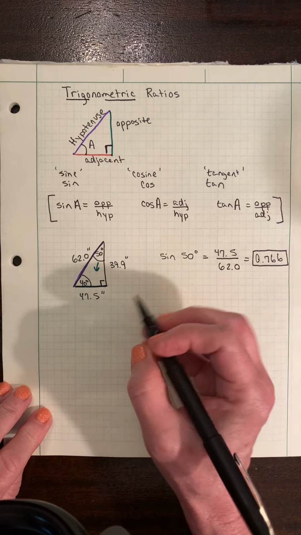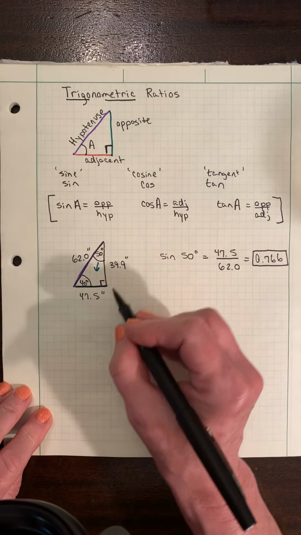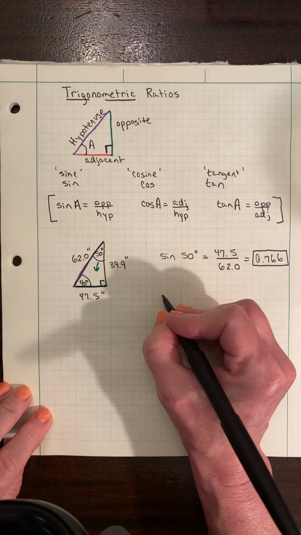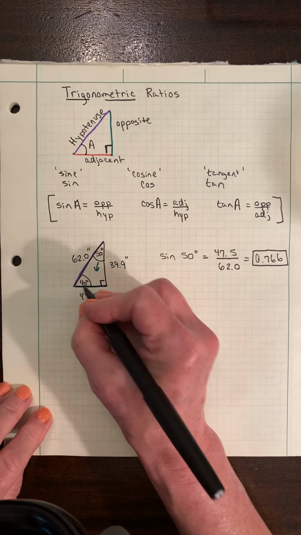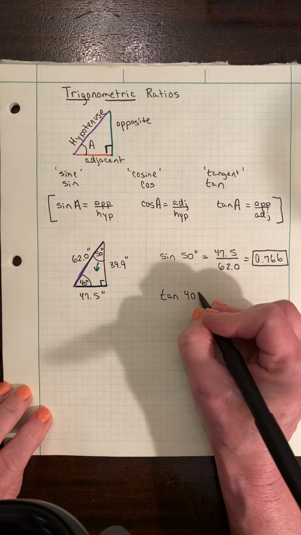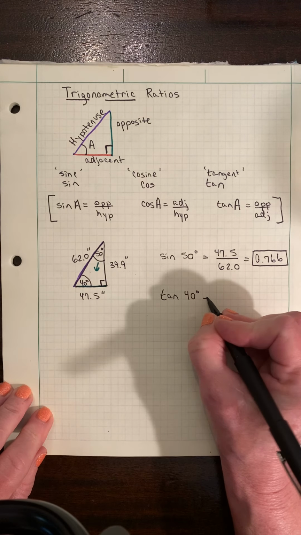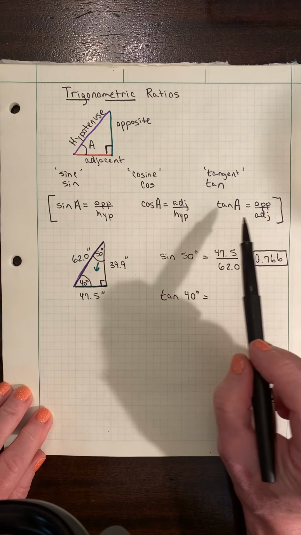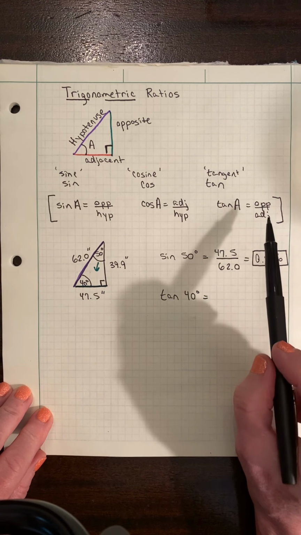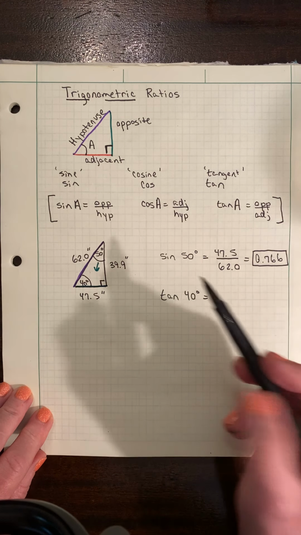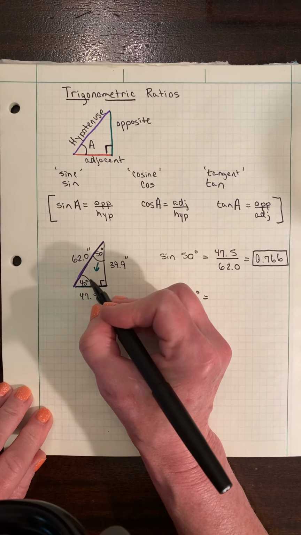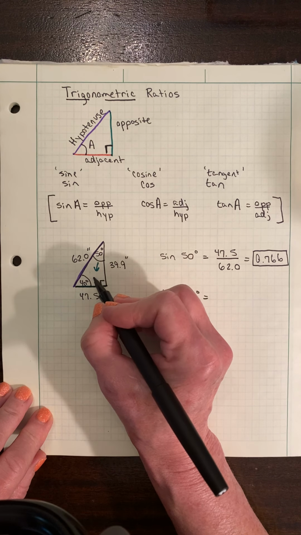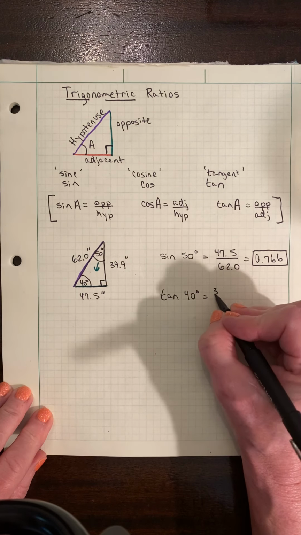Let's just go ahead and use the same one again. For example, let's say I want to find the tangent of 40 degrees. Okay, well, I'll look at my ratios. Tan is opposite over adjacent, and the side opposite 40 is going to be 39.9.